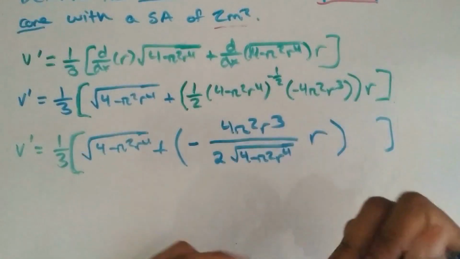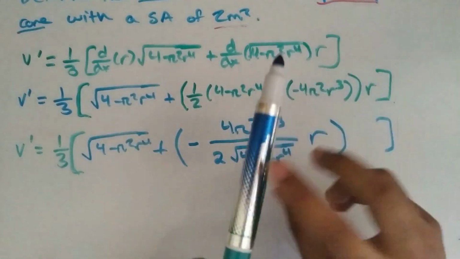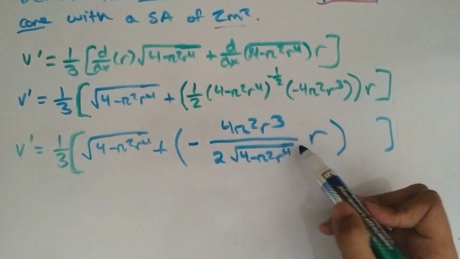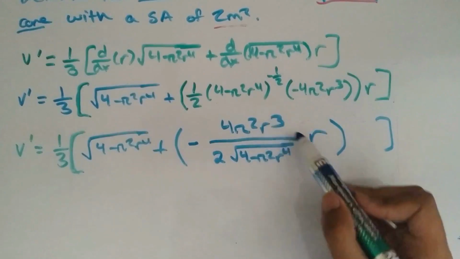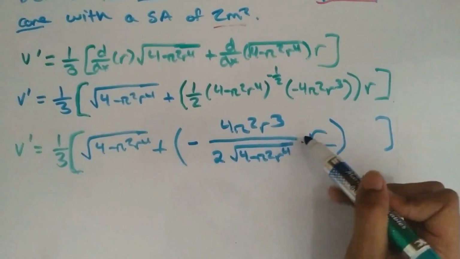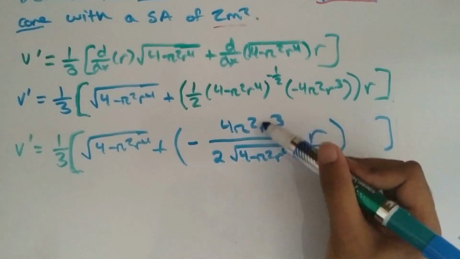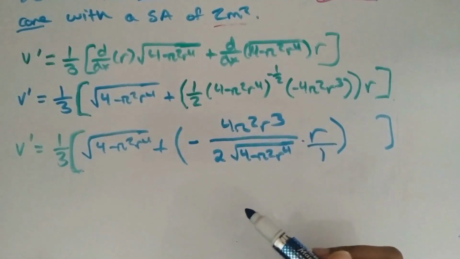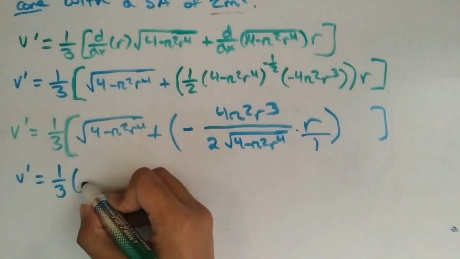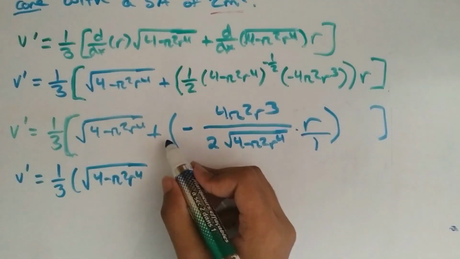So now there's 2 things that we can do here. 1, we can see that there's a 4 and a 2 here, so we can reduce. And 2, this r can be multiplied into the numerator. Once again, we can imagine this is r over 1. So denominator stays the same, r multiplies in, this becomes r to the 4. So on the line below, let's go ahead and do this. So v prime equals 1 over 3 times the square root of 4 minus pi squared r to the 4.